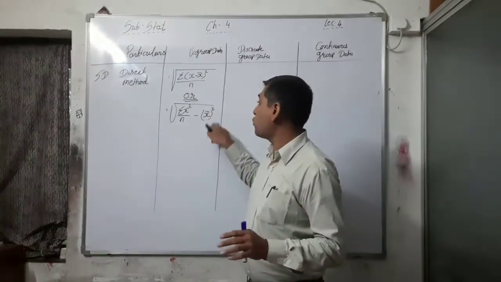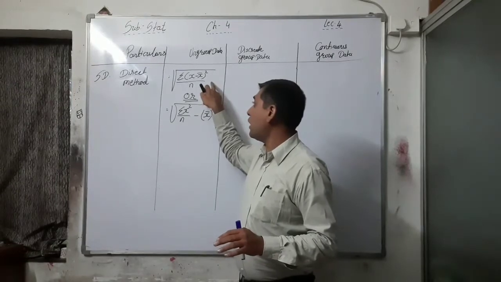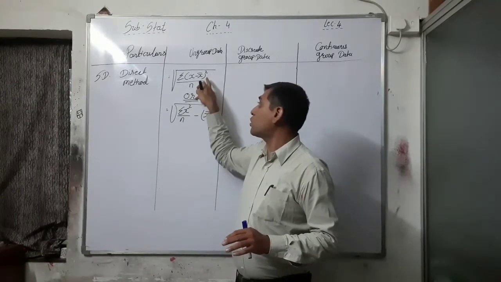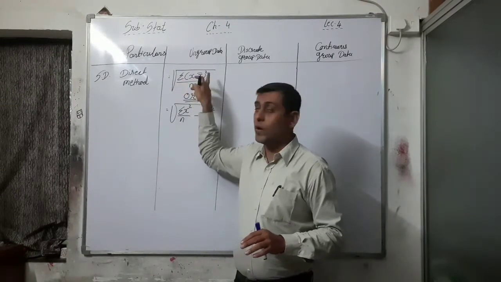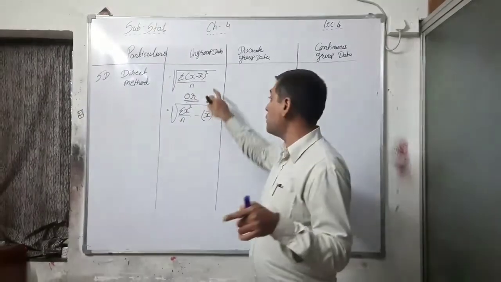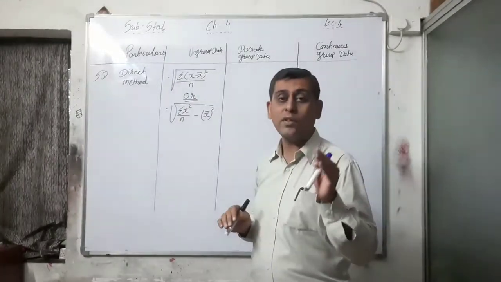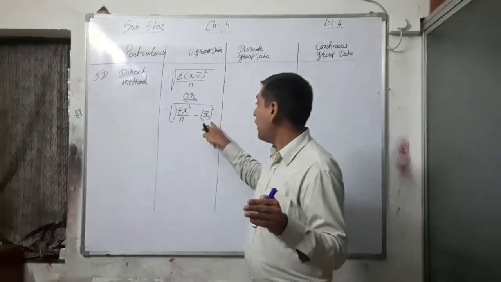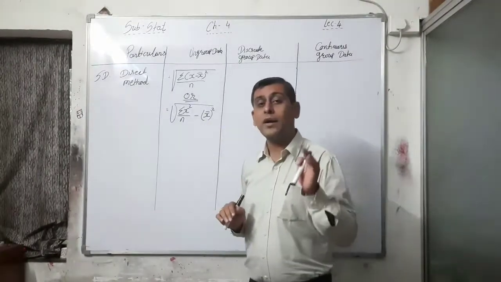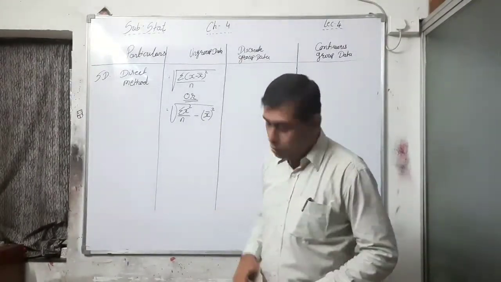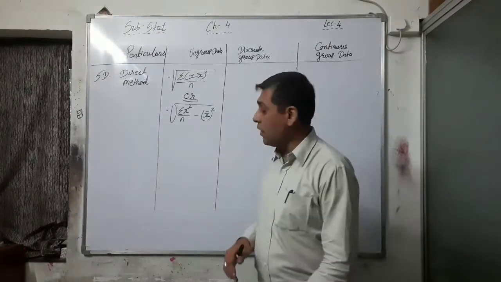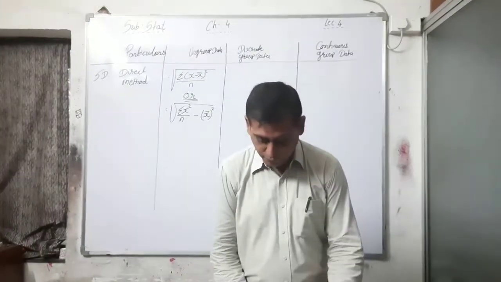So these are two formulas. Here we have to take x minus x bar whole square upon n, sigma, and square root of that. This one is used whenever x bar is an integer, and this is used when x bar is a fraction. Okay, so this is the formula for the direct method.